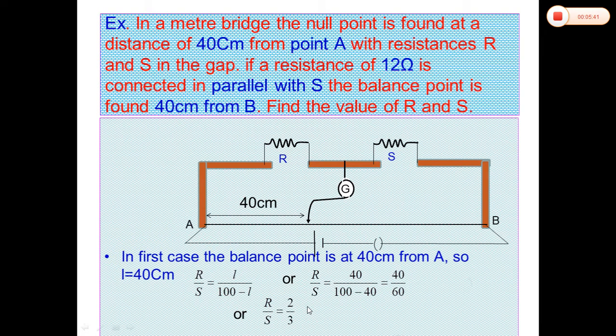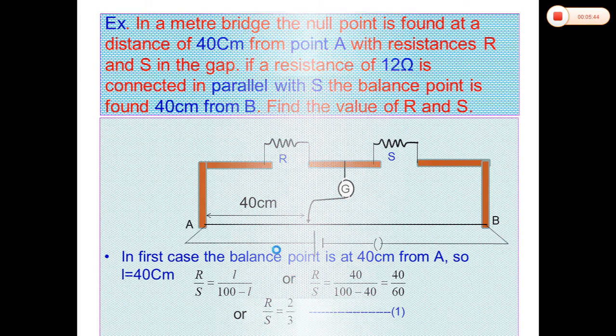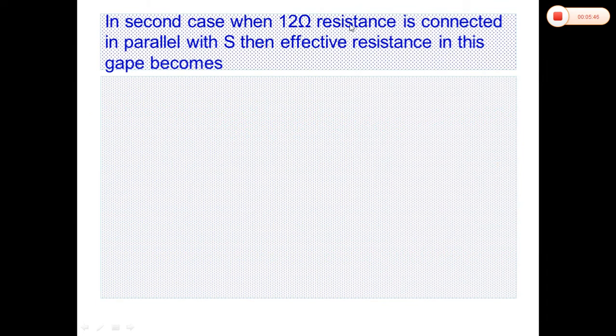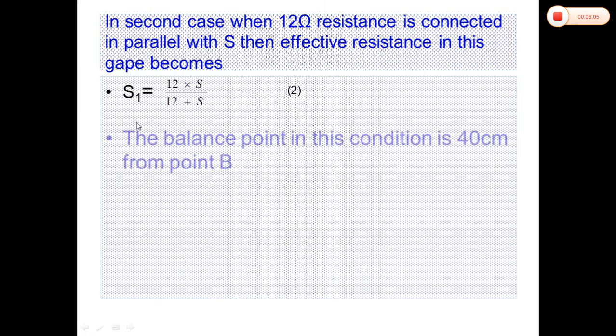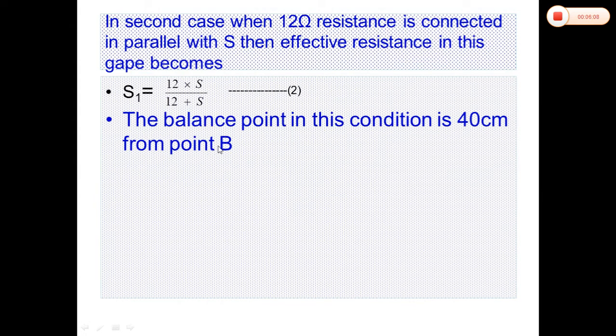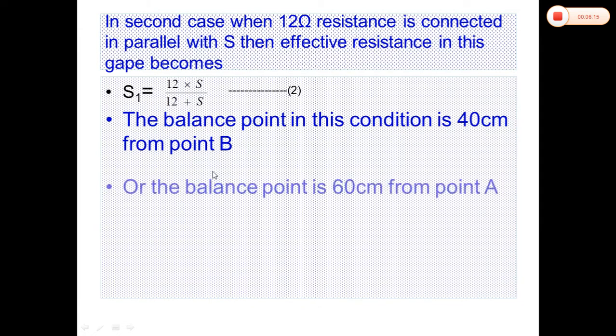Now in the second case, when a 12 ohm resistance is connected in parallel with S, the effective resistance in this gap becomes, suppose we give a symbol S1 to the effective resistance in the second gap, so S1 is equal to 12 into S divided by 12 plus S. In this case, the balance point is at 40 centimeter from B. It means the balance point from point A is 100 minus 40, that is 60 centimeter.